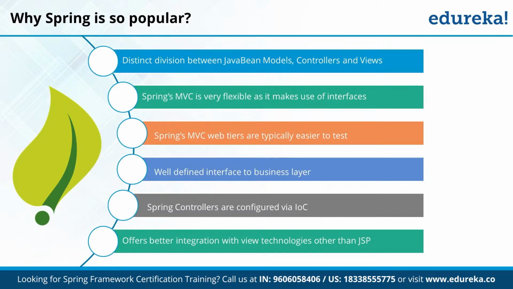Then Spring MVC web tiers are typically easier to test. We also got testing modules available in the Spring Framework itself. So JUnit and all is available, so we can use the testing frameworks. Then a well-defined interface towards the business layers. Spring controllers are configured via inversion of control. So guys, there is something known as IOC, which is the core of the Spring Framework. We're going to understand it practically, what exactly this term IOC is.